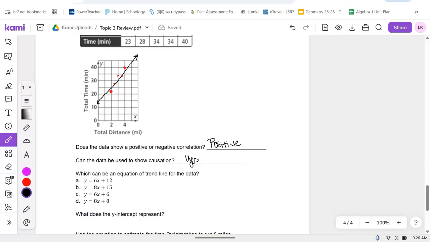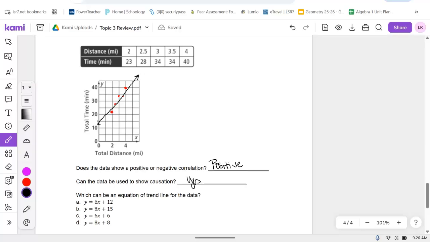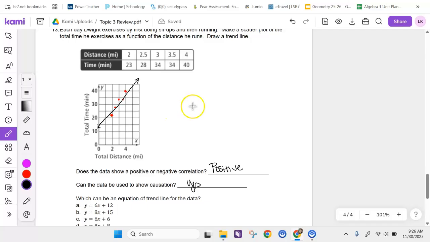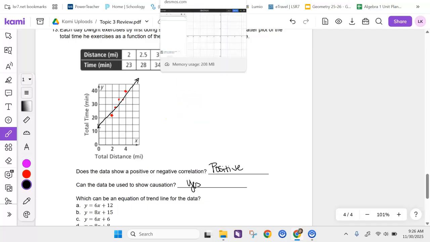So I would look at this and I would first figure out what my slope was. Or there's a couple different ways. We can do that, or we can just graph each of these. Actually, let's do this. Okay, I'm actually going to show you how to put it into your Desmos calculator and get the trend line.